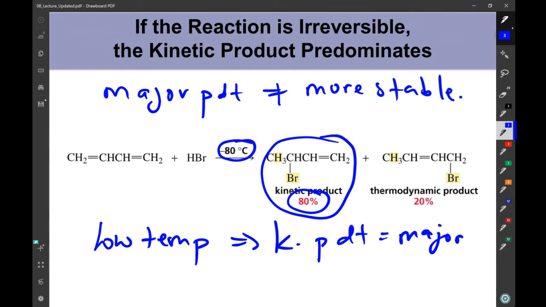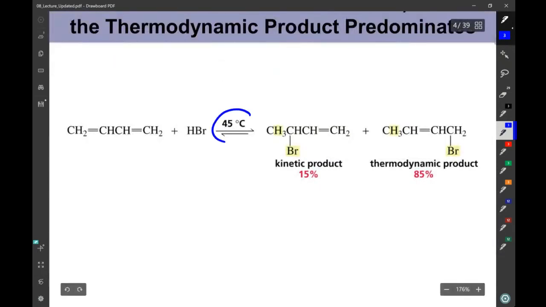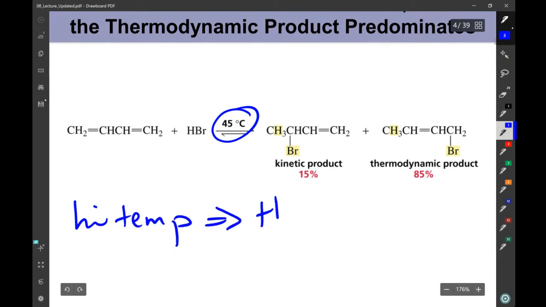And consequently, we'll be able to also say that running the reaction at high temperature favors the thermodynamic product.